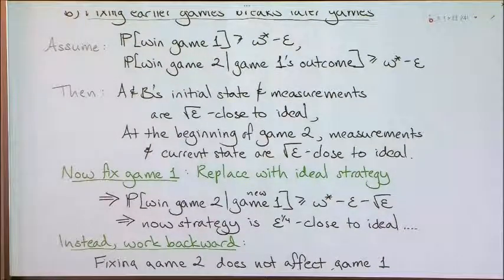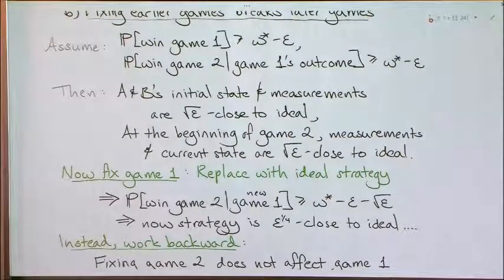So now we can apply the theorem. We can apply the one-shot rigidity theorem to the first game. So we know that at the beginning of the first game, there's square root of epsilon close to having the EPR pair that they're measuring in this nice way. So let's fix it. Let's take the actual quantum state that they have and replace it with the state that's square root of epsilon close to it, the EPR pair. Let's put in exactly that EPR pair and let's fix it. And then the idea would be, after fixing the first game, we can fix the second game, then fix the third game, fix the fourth game, and that's how we're going to try to prove this theorem.